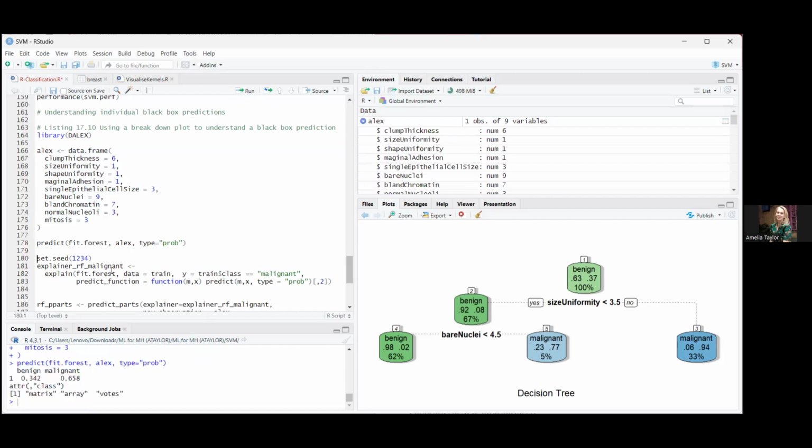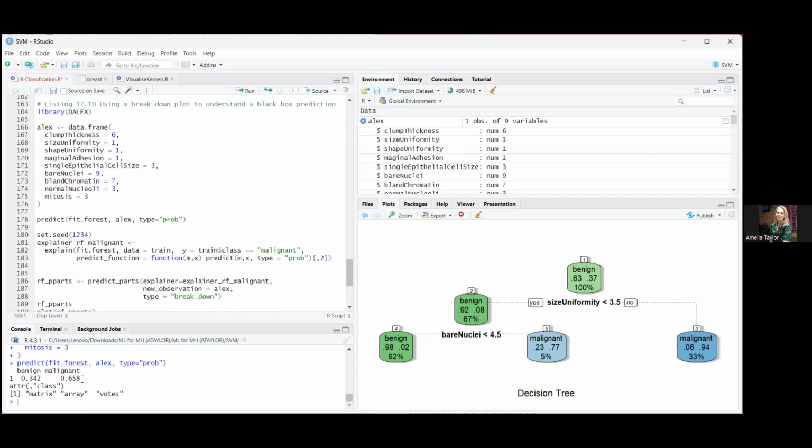So you can see here that I have a prediction, and this is given in terms of probability. I am told that there is a higher chance that the tumor that Alex has is malignant: 65.8 probability that it is malignant and 34.2 probability that it is benign. Do I trust this? Do I trust these results or not?